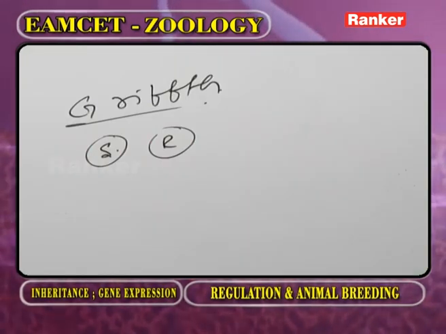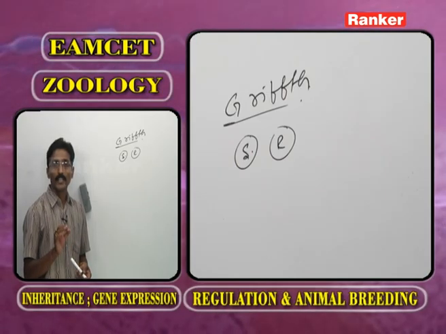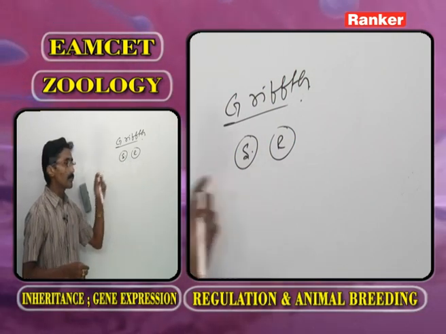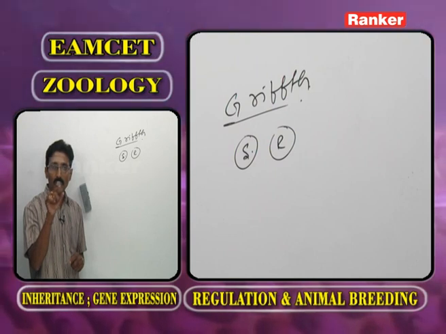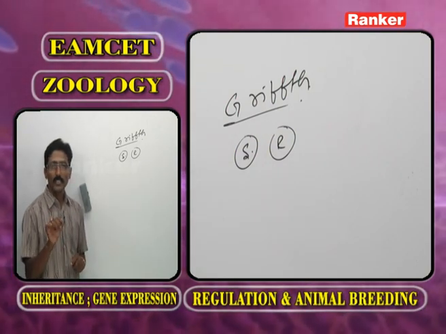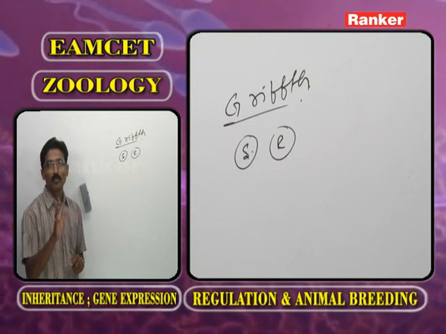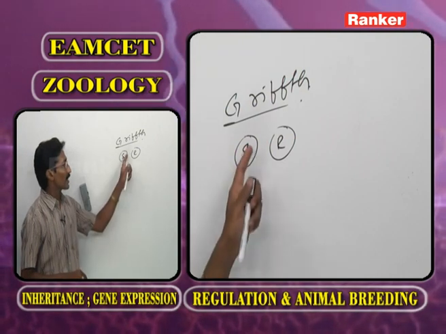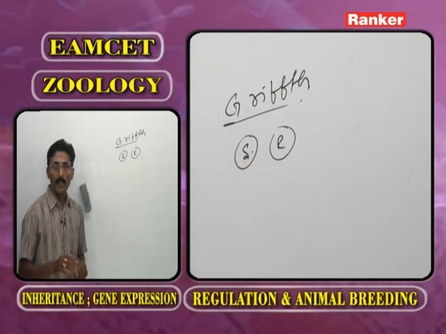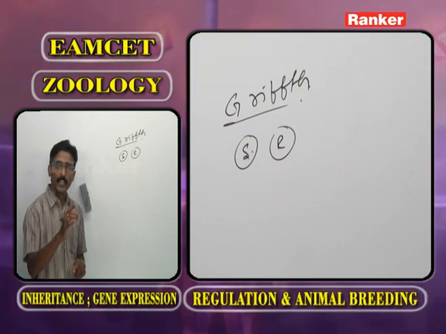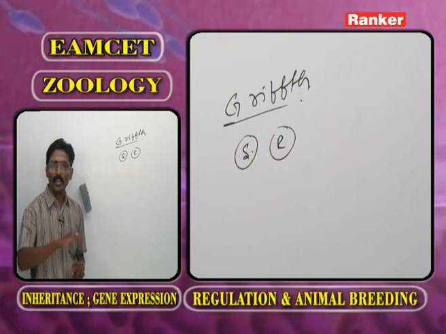Now why is it called Diplococcus? 2 strains are present, so diplo. The shape of the cell is round, so coccus. It causes pneumonia, so it is called pneumoniae. Griffith conducted transformation experiments on Diplococcus pneumoniae. After that, the transformation experiments were continued by Avery, McLeod and McCarty.